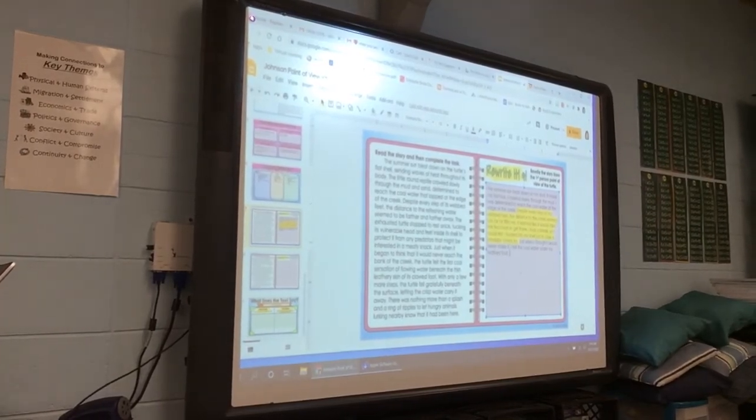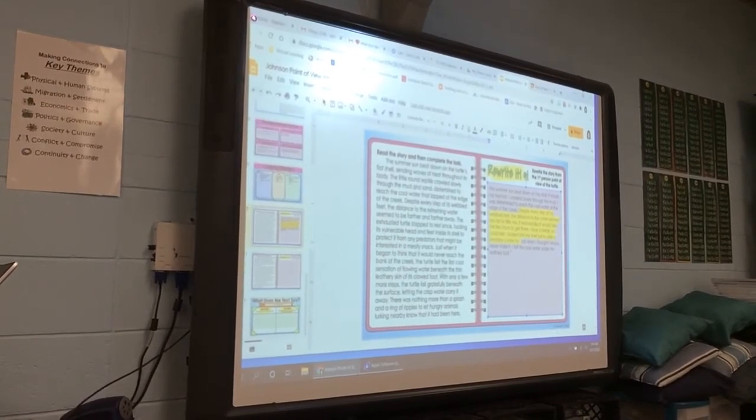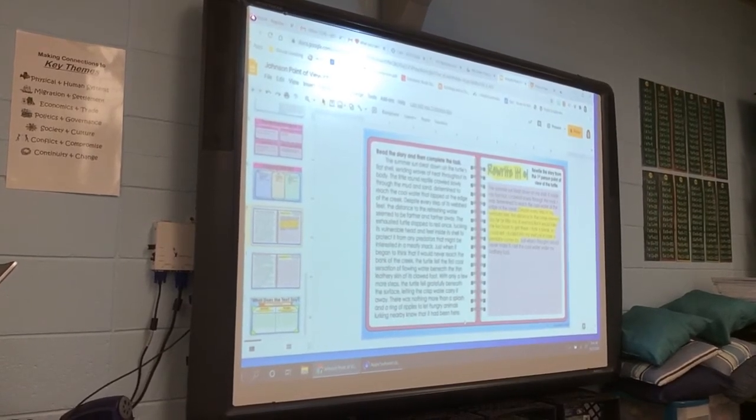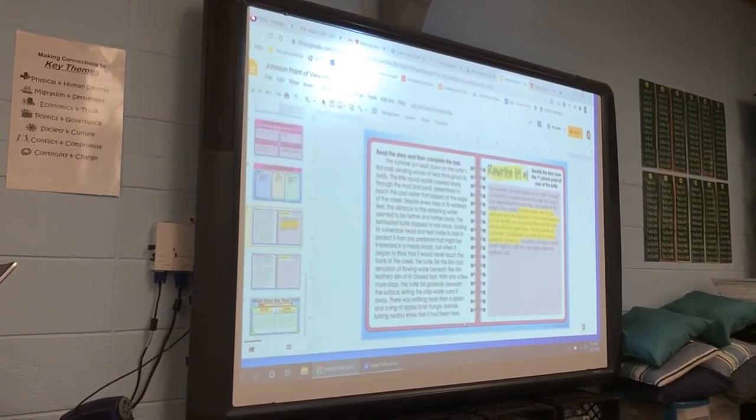So after the water touched that one foot, the bottom of this paragraph tells you, with a few more steps, the turtle fell gracefully beneath the surface, letting the crisp water carry it away. There was nothing more than a splash and a ring of ripples to let hungry animals lurking nearby know that it had been there. So after it jumped into the water, that's really the narrator talking, and the turtle is gone. So your story is going to end when the turtle jumped into the water and the ripples have come. Does that make sense? Okay.